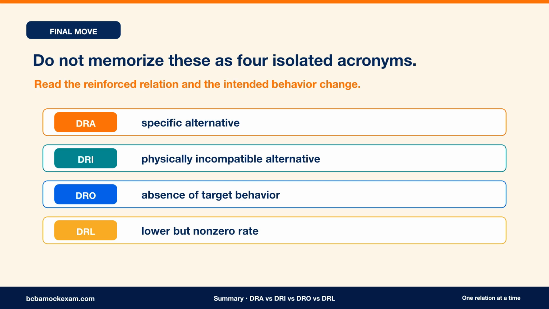Final rule. DRA reinforces a specific alternative. DRI adds physical incompatibility. DRO reinforces target absence. DRL preserves the same response at a lower rate or greater spacing. When a question feels complicated, state what earns reinforcement and what change is intended.